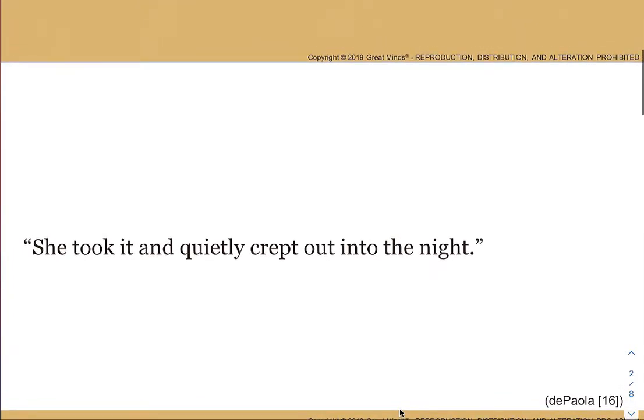Let's read this sentence from The Legend of the Bluebonnet. She took it and quietly crept out into the night. What is our verb in this sentence? What is the action that happens? Or what is the little girl doing? Good. The girl crept. The verb is crept.